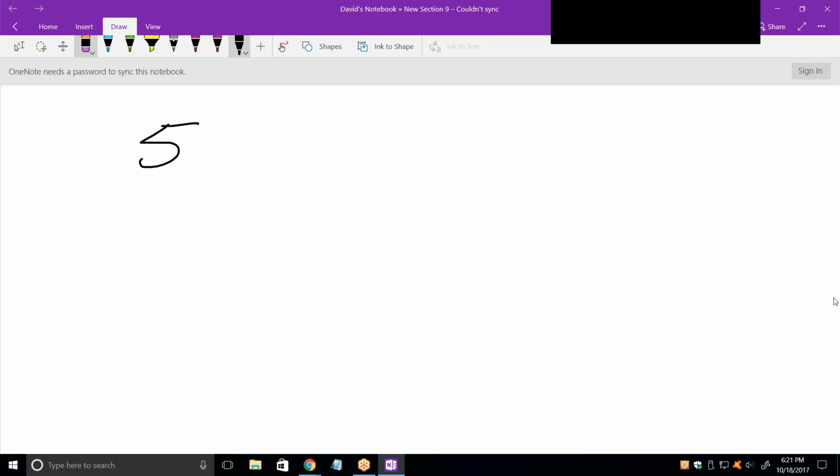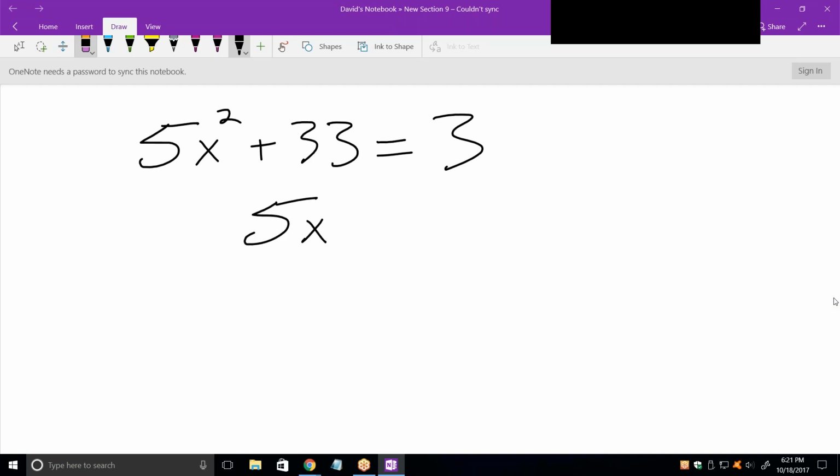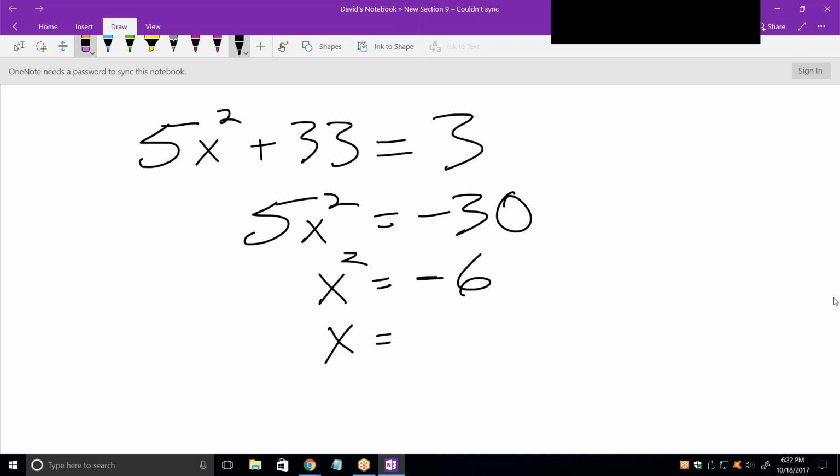5x squared plus 33 equals 3. These are all kind of similar. Next line: 5x squared equals negative 30. Next line: divide by 5 on both sides, and then x squared equals negative 6. And then you have to find the square root of both sides. So the next line would be x equals plus or minus the square root of negative 6. Remember what we're doing, that's all we're doing: taking the square root of both sides.